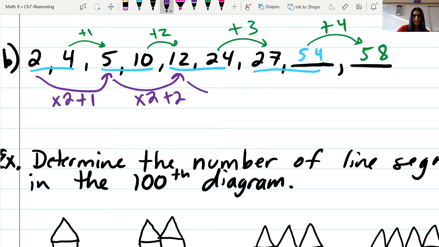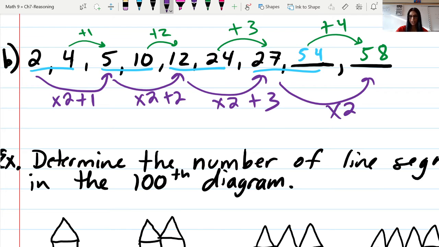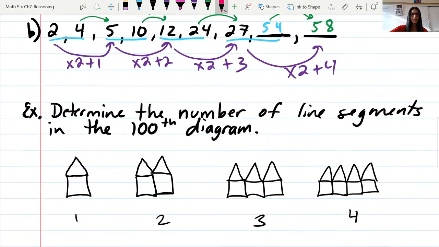And if I go to the next one, I would do multiply by 2 and add 3. So it's the same thing as the pattern we saw going on previously. And to get to here, I would do multiplied by 2 and add 4. So it just shows you another way of looking at the same thing. It ultimately is the same thing, but just a different way of writing it.